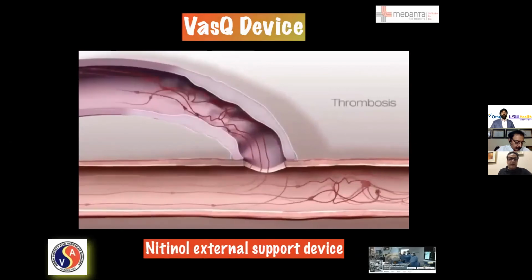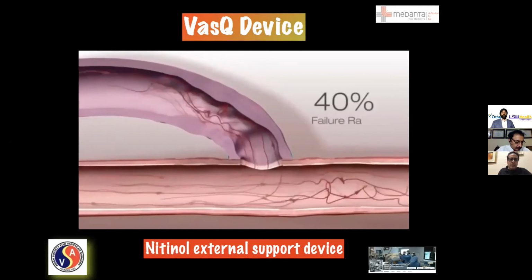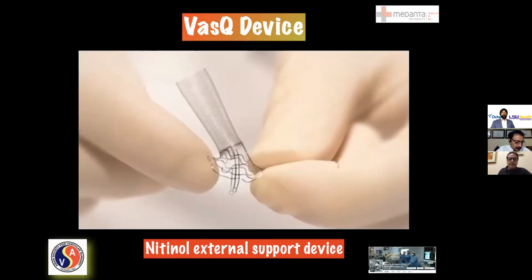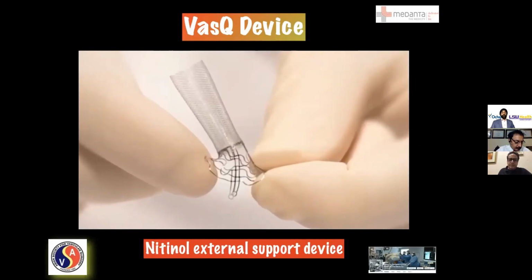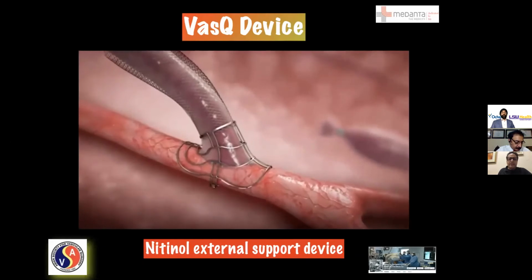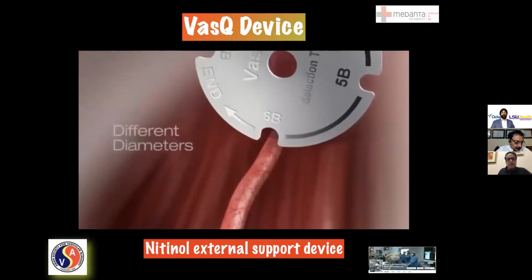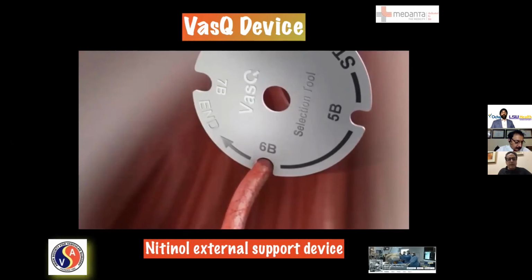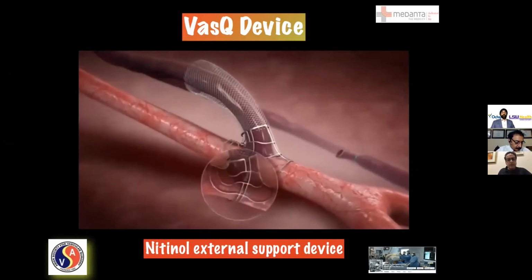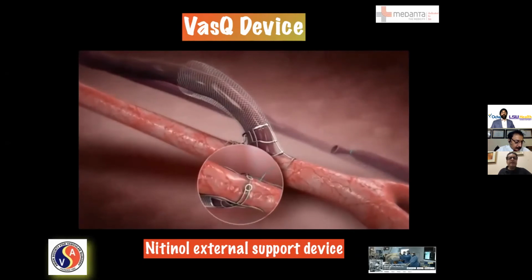So there are certain devices also available for a similar purpose. This is a vascular device, which is a nitinol external support device. It comes in different diameters, so you can choose according to the diameter of the vein. Once we do a conventional anastomosis, it's very easy to use. Once you measure your arterial size and choose the device, it goes around your vein. Once you have completed the anastomosis, it's very easy to just go around with the suture you tied.